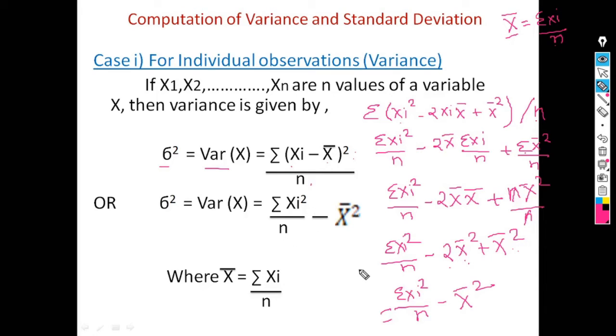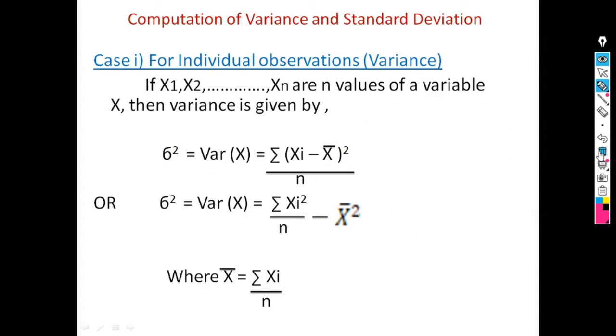means this formula, summation of xi minus x bar square divided by n, can be written as summation of xi square by n minus x bar square, and this is the proof of this formula. Means both formulas are same. You can choose any one of the formula according to the data. So first formula is sigma square is summation of xi minus x bar square divided by n, and another one is summation of xi square divided by n minus x bar square, where x bar is arithmetic mean for individual observation. Arithmetic mean is x bar is equal to summation of xi divided by n.